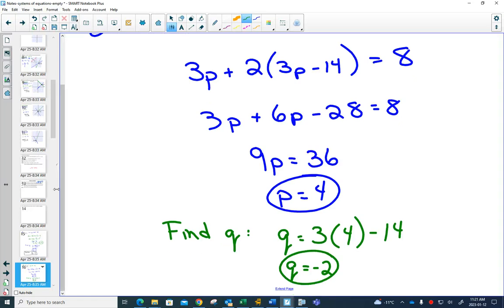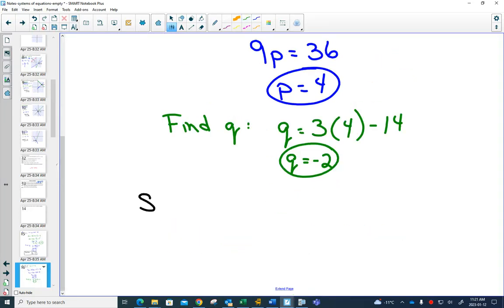So now we can write our solution. We always write our solution as a point. Ooh. But what do you write first? P or Q? I think I'd write A, B, C. P comes before Q. So I would probably write P comma Q, but just to, I'll write it like this.